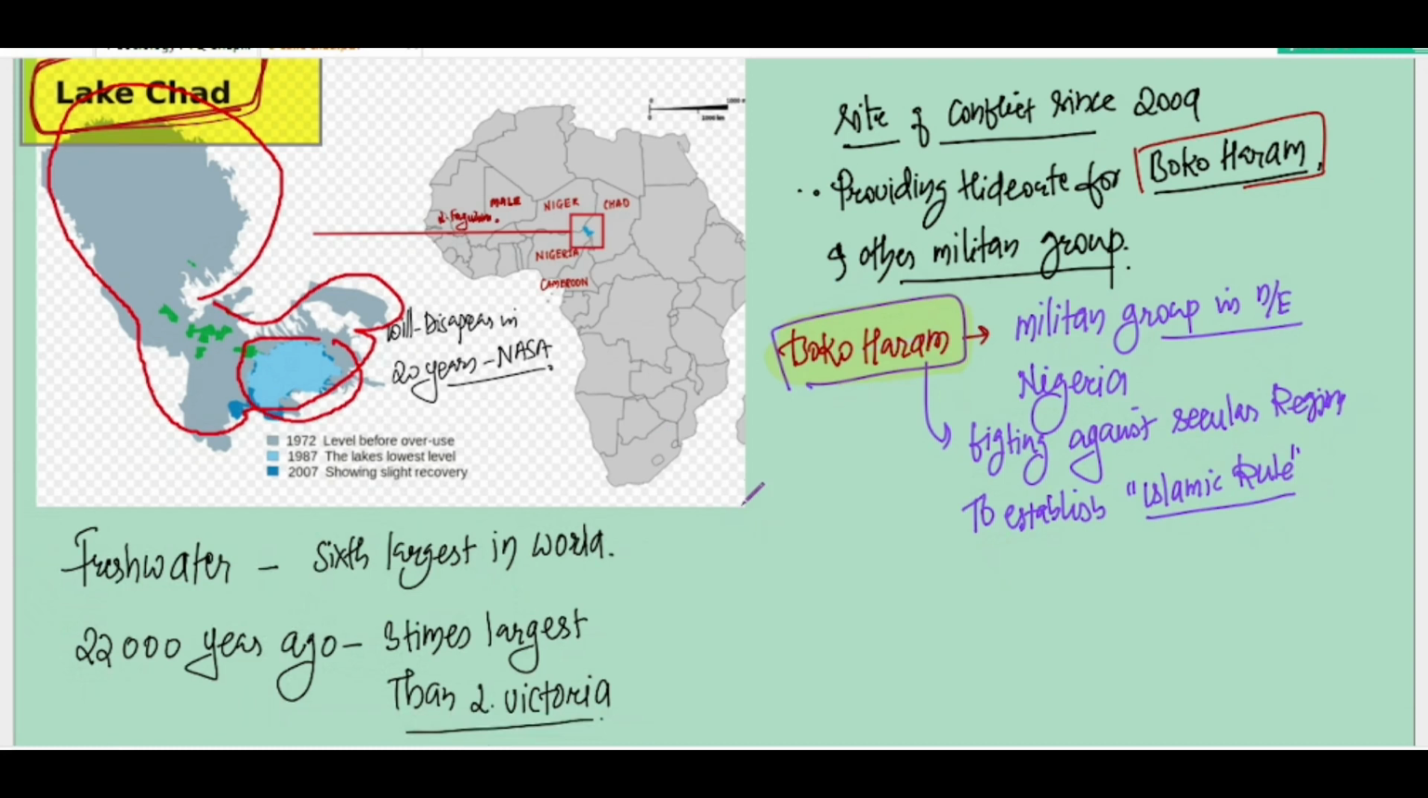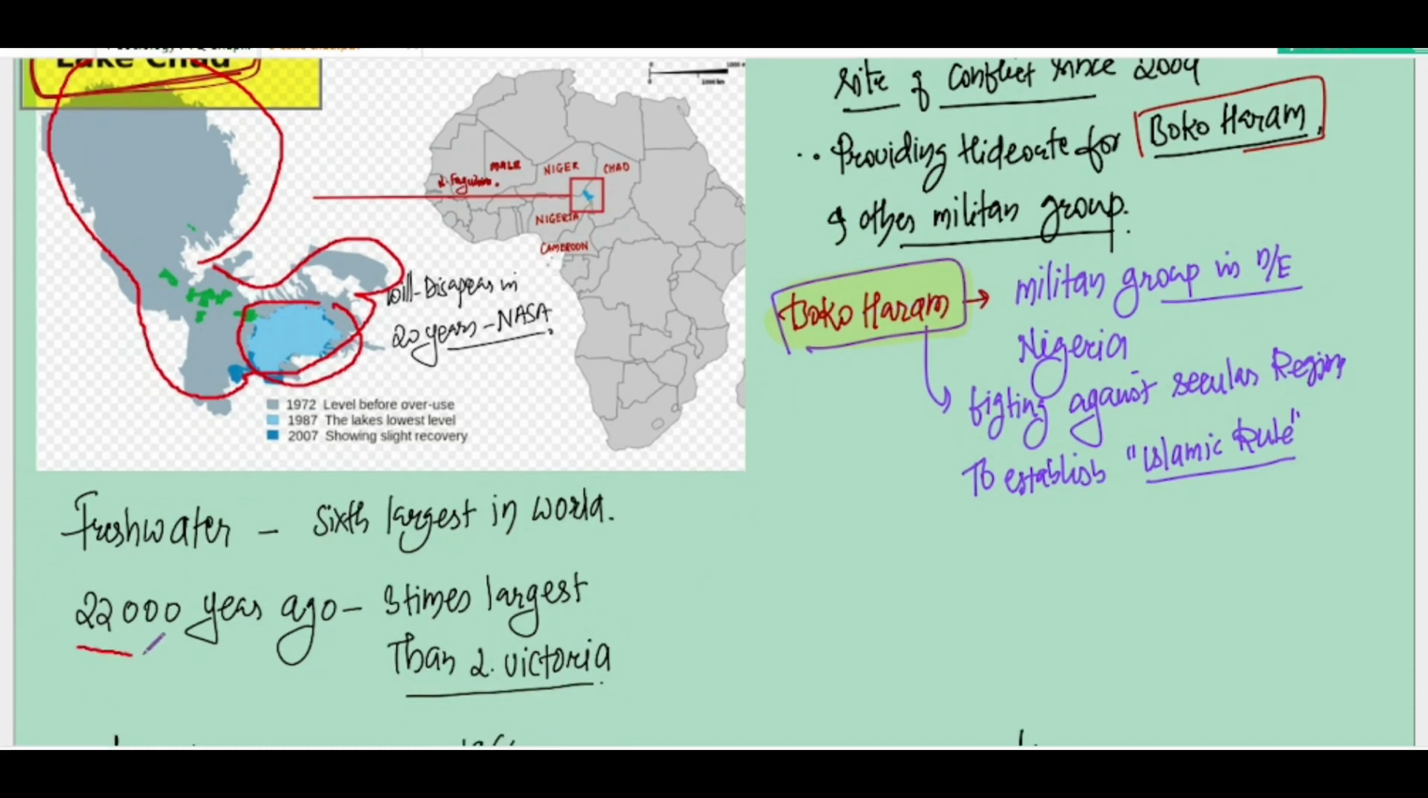So it was said that in the past, around 22,000 years ago, it was 3 times larger than Lake Victoria. Right now, Lake Victoria is the largest lake in Africa. So 22,000 years ago this was the largest, and it was the 6th largest in the world, right? But now it is shrinking very fast.